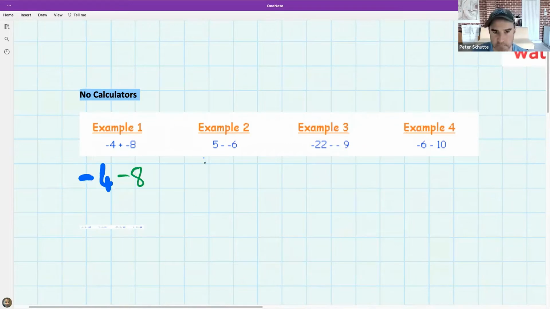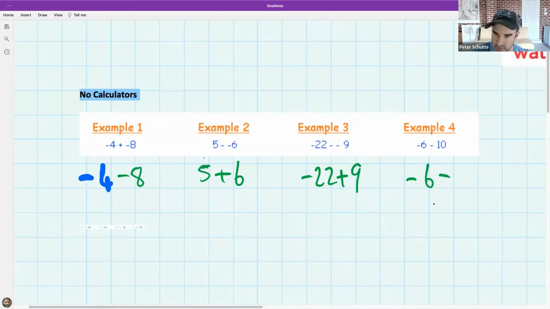If we have 5 minus -6, we've got a double negative. Now, could you tell me in the chat what happens if you have minus a minus? Okay, you end up with a positive. So example 2 would just become 5 plus 6. And then example number 3, it's also a double negative, it would become plus 9. And then example number 4, because there are no two signs touching each other, you just leave it as it is.